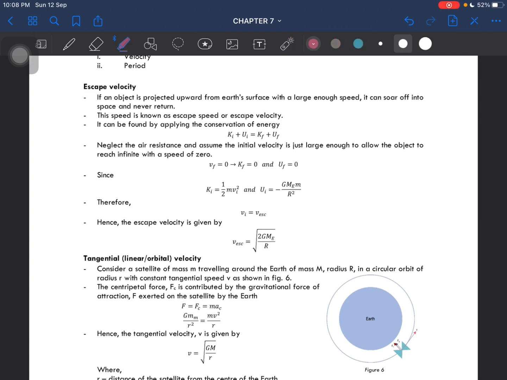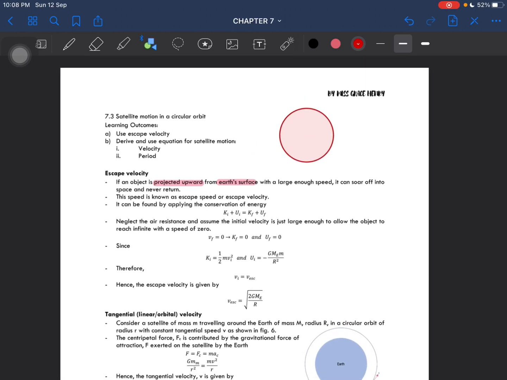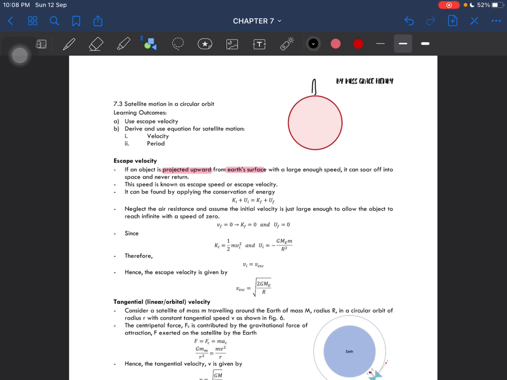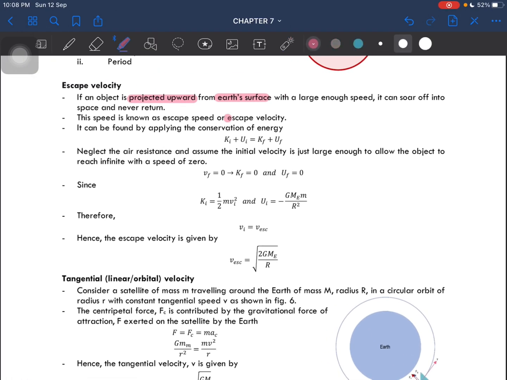If an object is projected upward from the Earth's surface with a large enough speed, it can actually soar off into space and never return. For example, this is our Earth, and we want to launch a rocket. In order for it to escape the Earth's atmosphere, we have to calculate the escape velocity first. We have to find the escape velocity in order for this rocket to soar off the Earth's atmosphere and into space. When it goes into space, it will never return back to the Earth. That speed is known as the escape velocity.